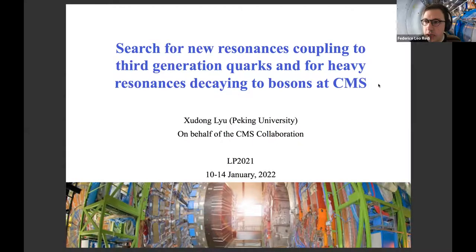We're going to start now. So the first speaker is Xu Dong, from Peking University in China, from CMS. I hope I'm pronouncing this correctly. There's going to be a talk about the search for new resonances coupling to third generation quarks and heavy resonances decaying to bosons.